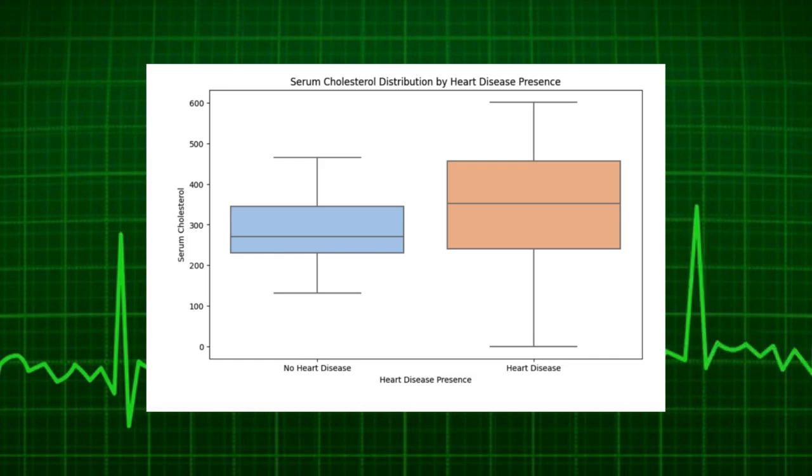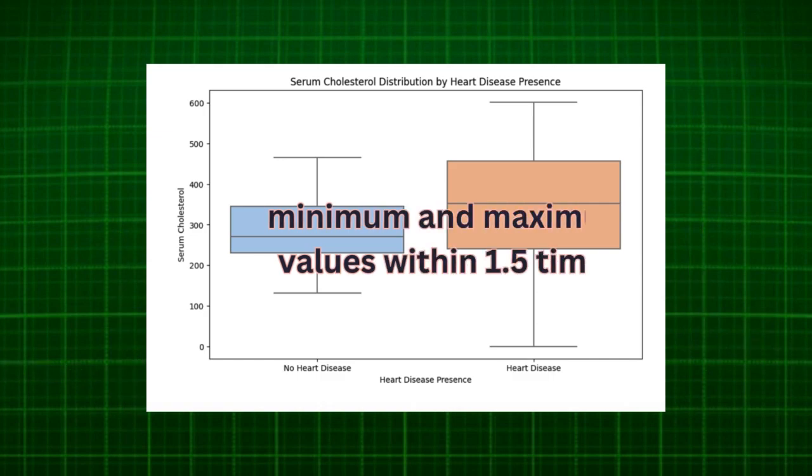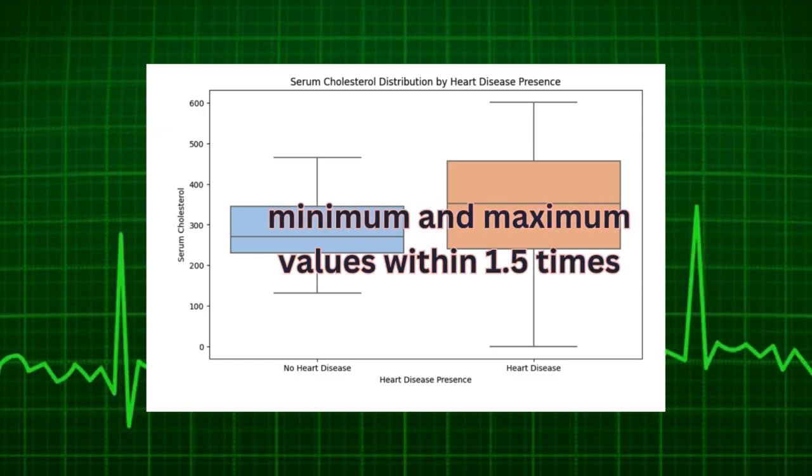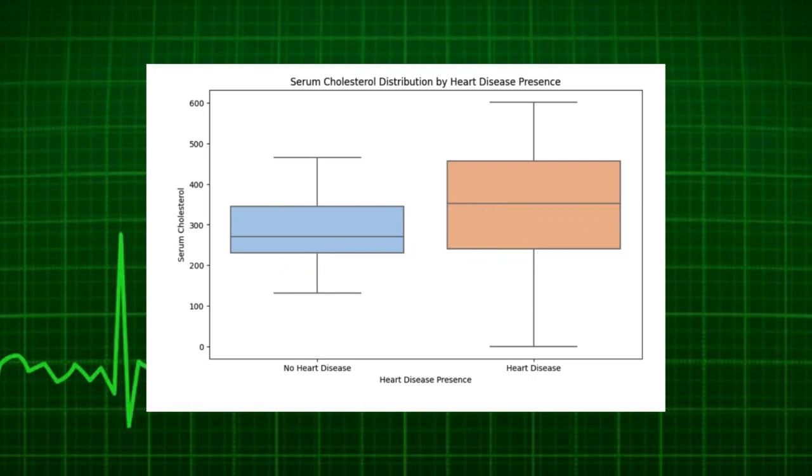The median cholesterol level is indicated by the line inside each box. The IQR is represented by the height of the box, showing the middle 50% of the data. Whiskers extend to the minimum and maximum values within 1.5 times the IQR, with potential outliers shown as individual points.